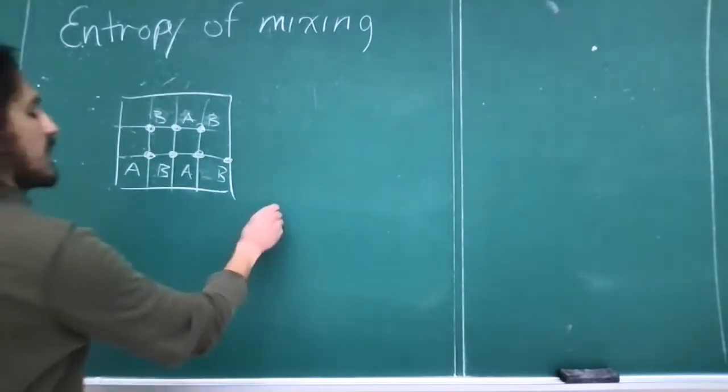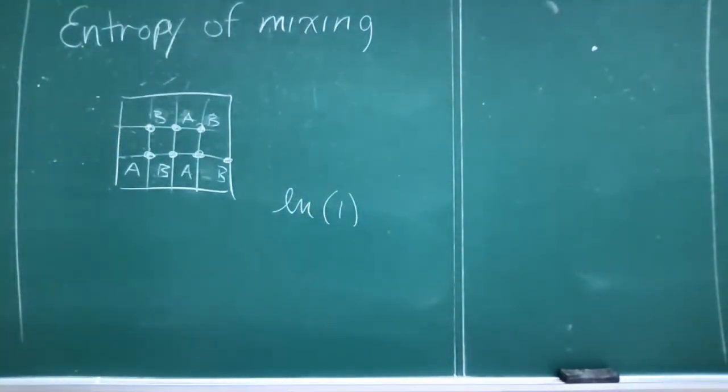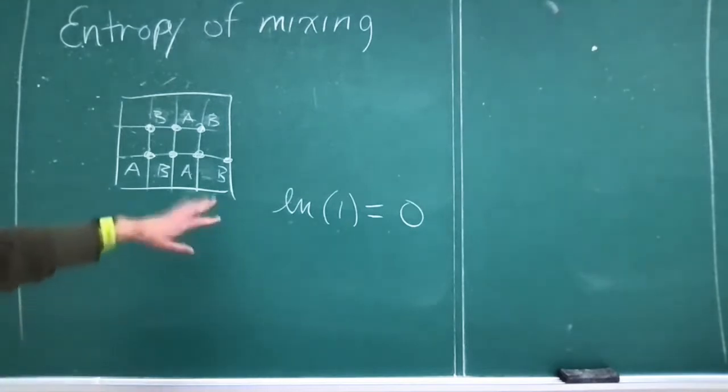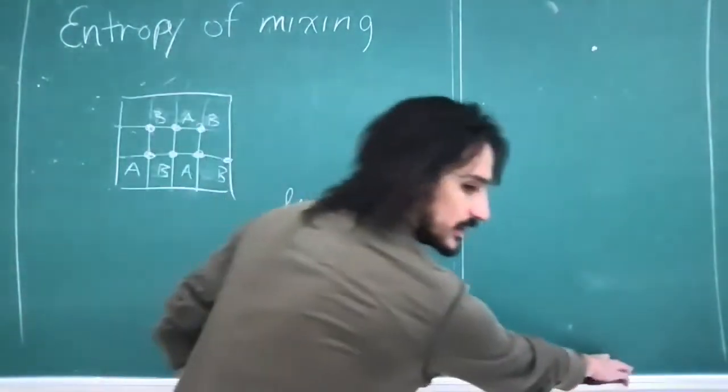So if that is the case, what is its entropy? Oh, it's going to be the natural log of one. What is the natural log of one? Okay, grab the calculator. Zero. Awesome. Hey, George. So if you have a different arrangement, so you have a little bit of disorder, then the entropy is going to be more than zero.